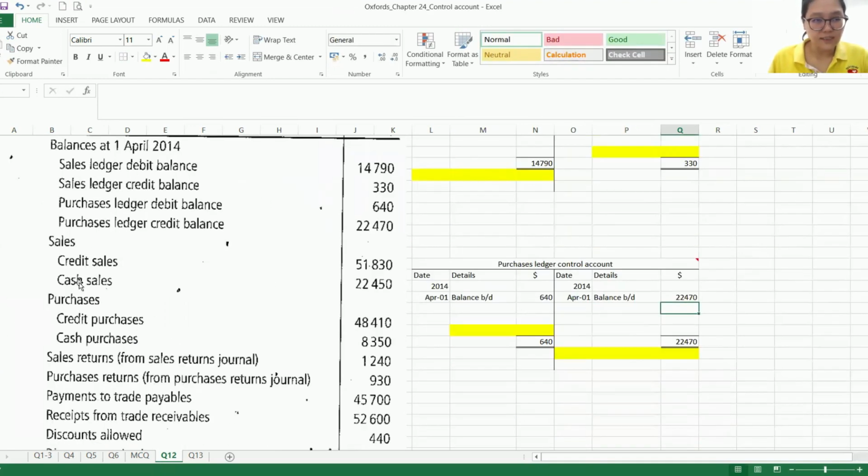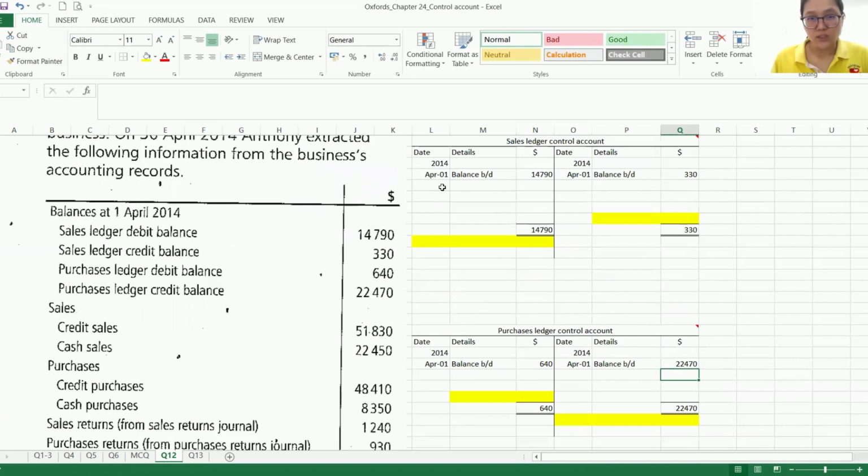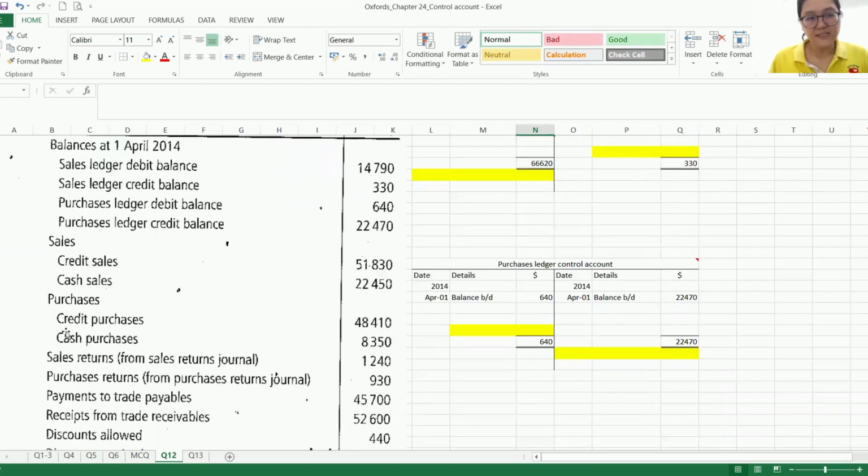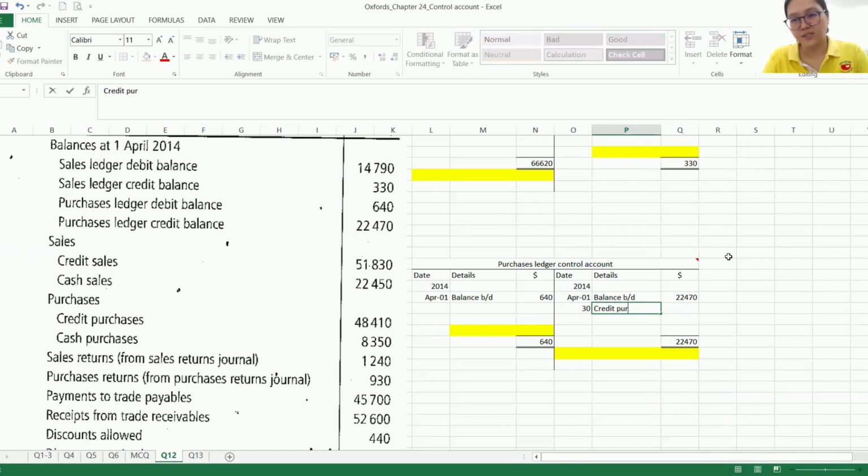Next is sales. Here be careful, they purposely put in the cash sales. As I mentioned in the note, no cash sales are recorded in the sales ledger control account. So in this case, we only take the credit sales. So don't take the cash sales. 51830. For the purchases, they also try to confuse you. They put in the cash purchases. Don't take the cash purchases. Only the credit purchases, because this is a supplier. Supplier owing, only then we do the recording here.